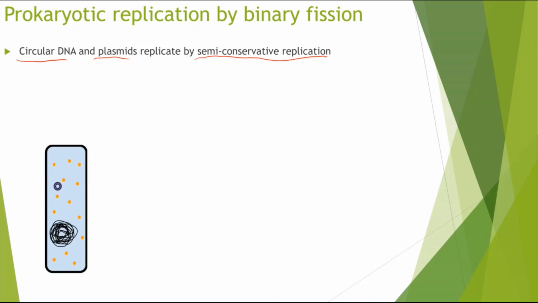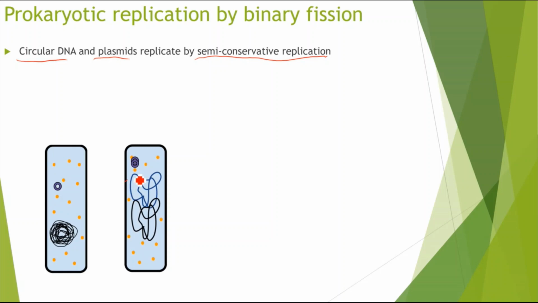As we can see here, we start with this prokaryotic cell, and then when the semi-conservative replication occurs, we end up forming two circular DNA strands, and we can have a variable number of plasmids when the replication has occurred.